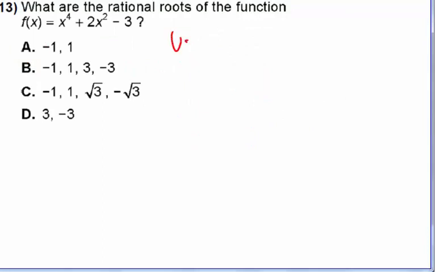Okay, so rational roots here. We can use the calculator, hit graph, and use the zeros and see what we get. We know it wouldn't be C because that one's got irrational numbers as an answer. So we'd want to check to see if it crosses at -1 and 1, which it does. It doesn't cross at 3 and -3. We could have also factored this.